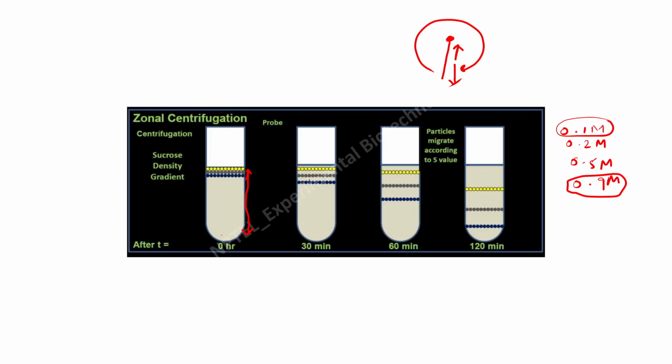So centrifugal force will act on these molecules, and they will try to move downwards, right? They are trying to move downwards. Now, since the density is different at each point, what will happen? Because of the density, there will be a viscosity in the solution, right? And the higher the density, the higher the viscosity will be. Because of that viscosity, friction force will be higher.